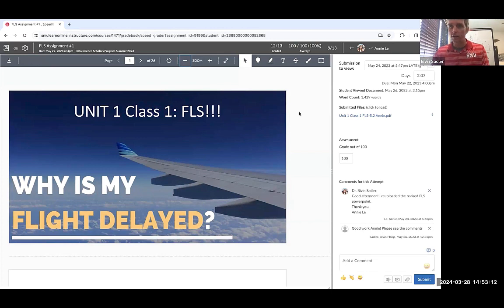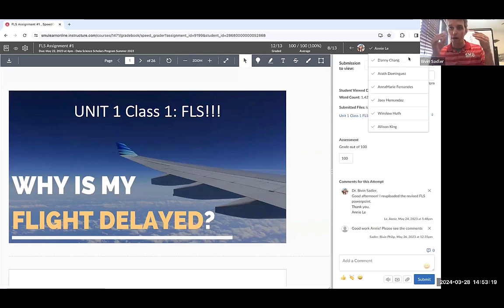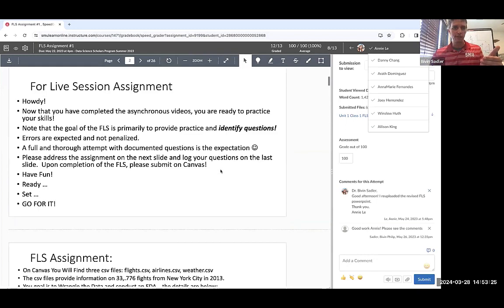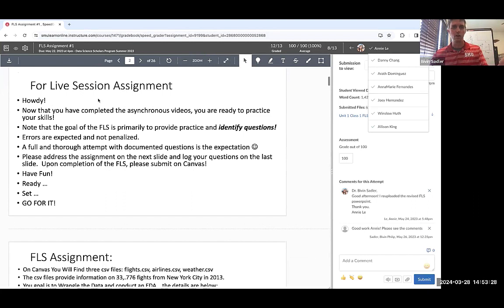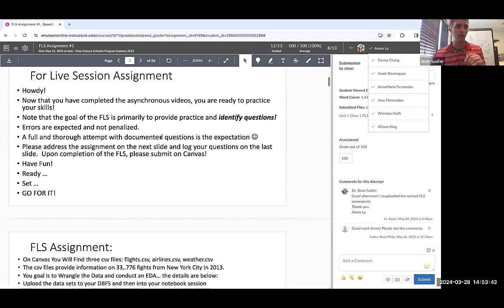So regardless, we don't have to go through the actual analysis, but I did want to show this idea. In this one here, they've watched some videos on data wrangling in Python. They have gotten the FLS questions. So this is the overall assignment. I got Howdy in there. The goal is to identify questions. That's what we're trying to do here. Not get correct answers. We'd love to, but the goal is to complete this thoroughly so that we can identify the questions. We can identify where the question marks are.